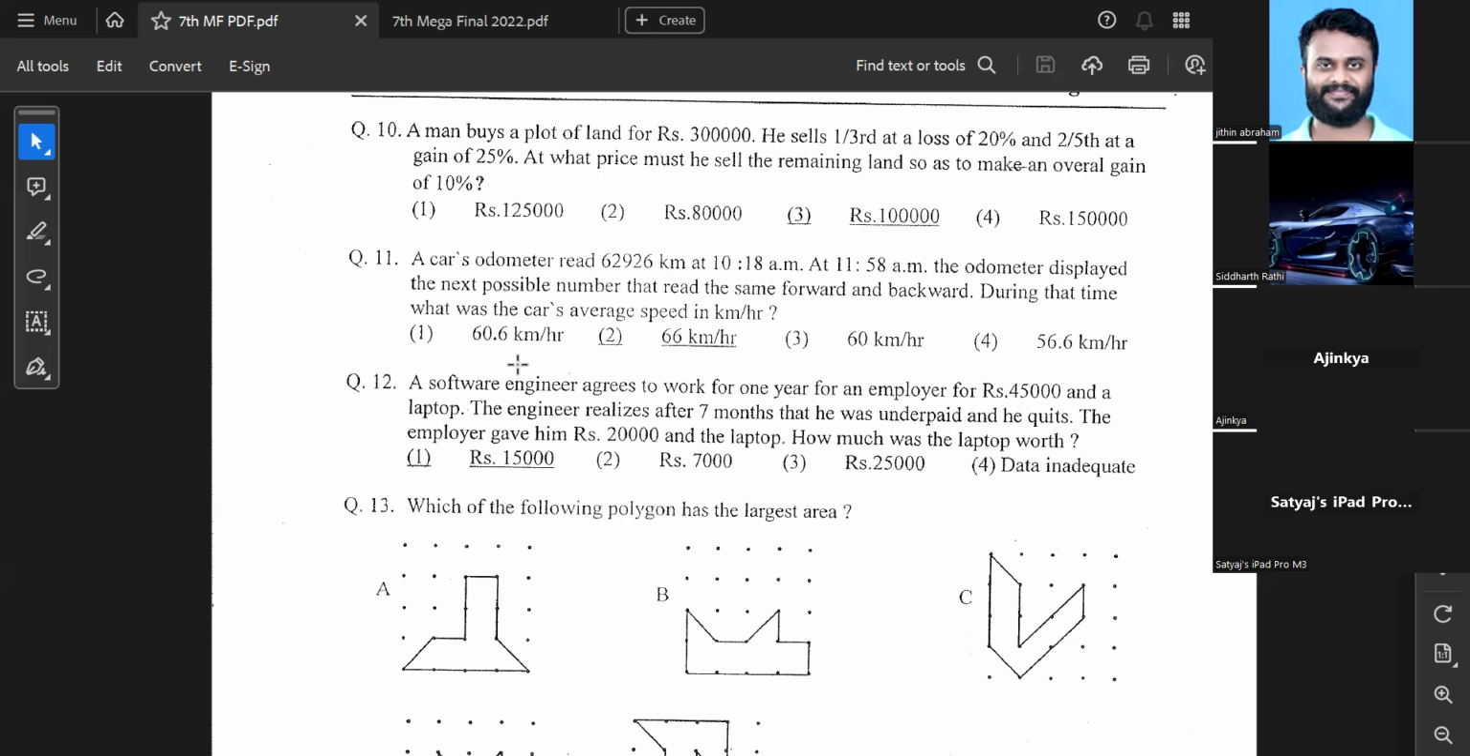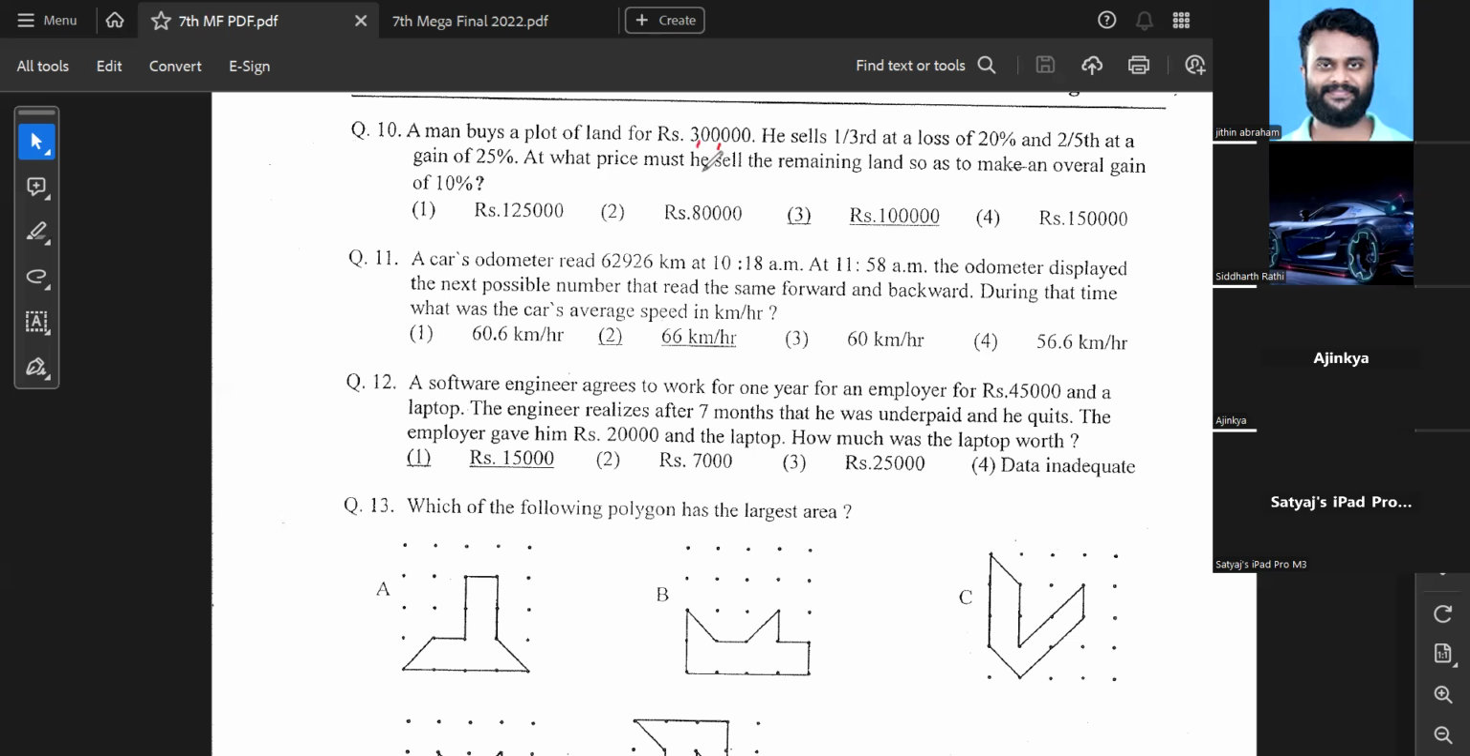10th question. A man buys a plot of land for 3 lakh. He sells 1/3 at a loss of 20%, 2/5 at a gain of 25%. At what price must he sell the remaining land so as to make an overall gain of 10%?